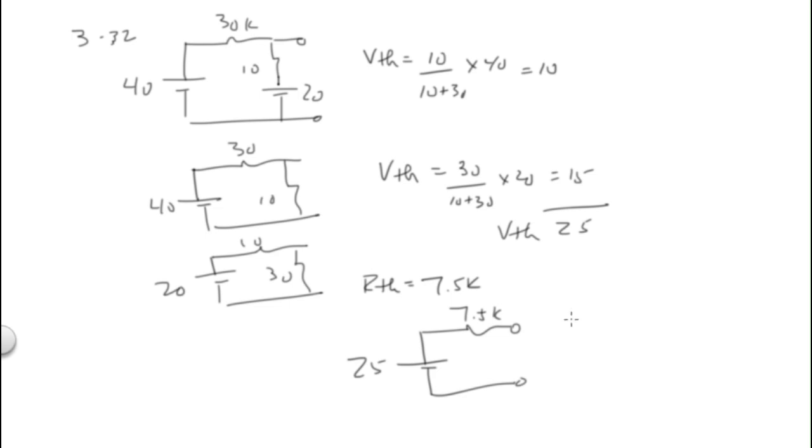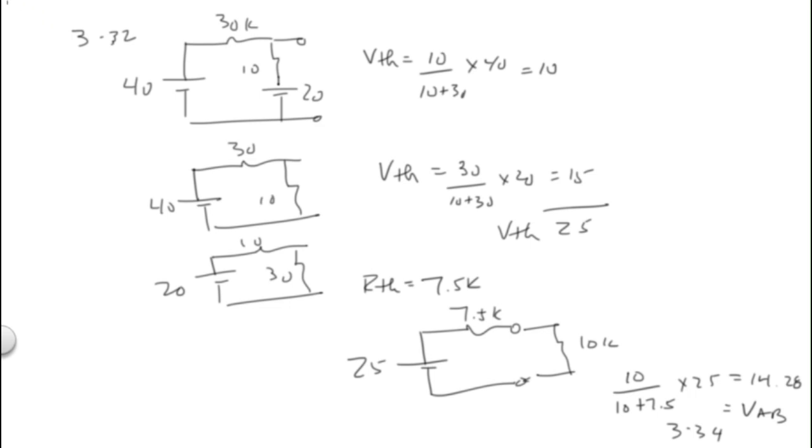334 as well. So if this circuit, I can add a 10K resistor and find the voltage across the 10K resistor. So what would be the voltage across the 10K resistor? It would be 10 over 10 plus 7.5 times 25, or 14.28. 14.28 volts. That's equal to VAB. For number 334.